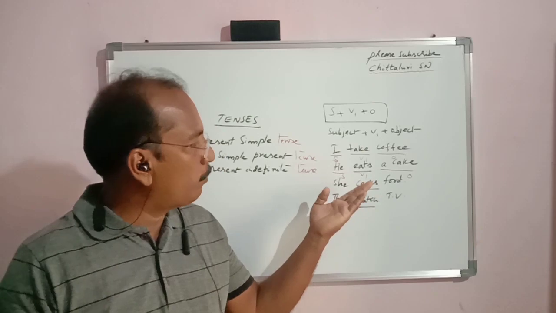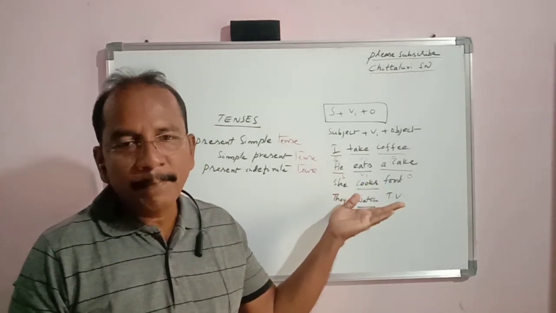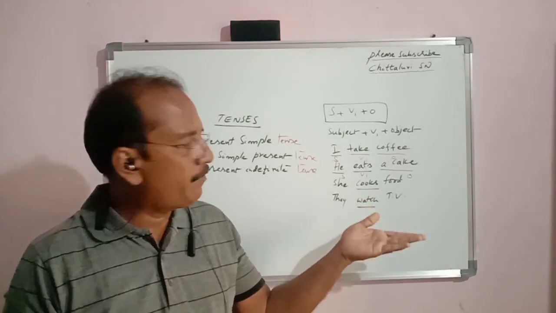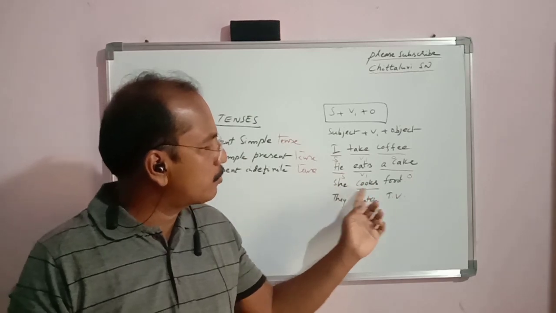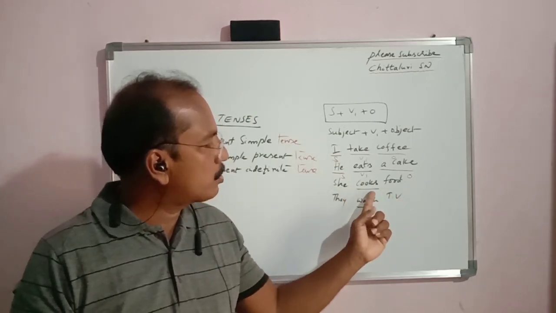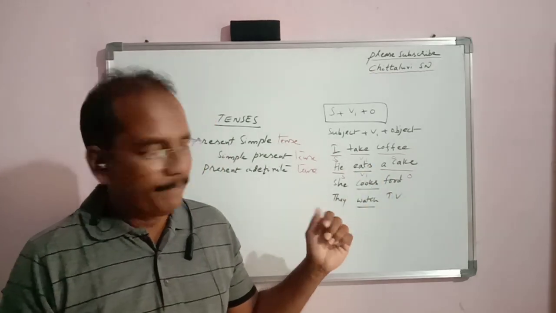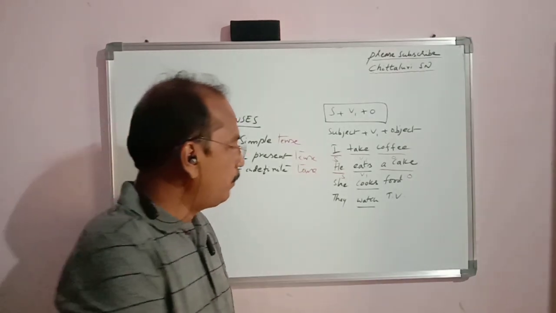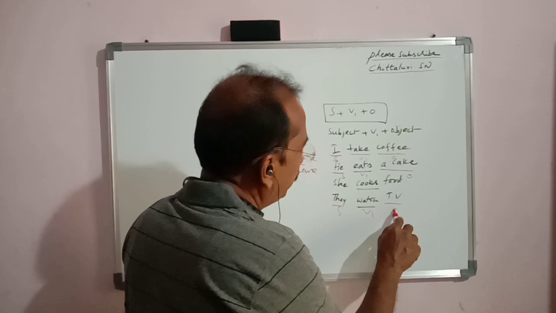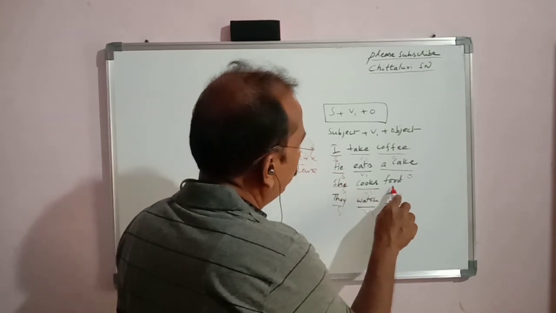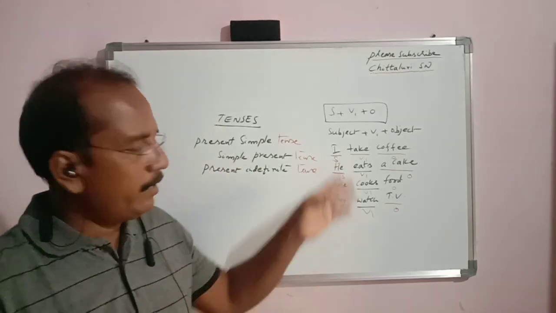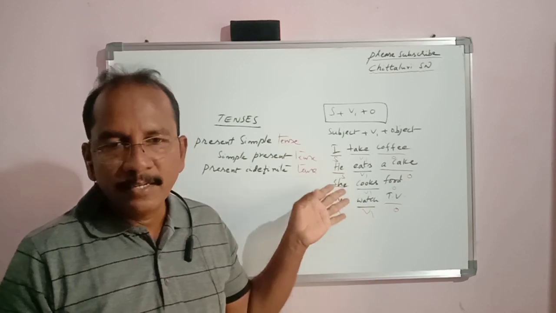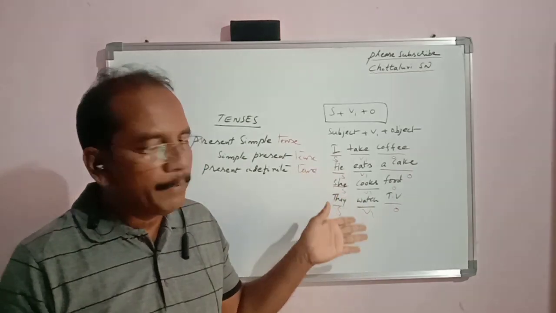So we can call it a simple present tense. This sentence is in simple present tense or present simple or present indefinite, we can say that. Coming to next sentence, she cooks food. She, subject, cooks, V1, food, object, present simple. And they watch TV. They, subject, watch, V1, and TV, object, subject, V1, object, like this. These are all examples for simple present tense. These are the sentences with the form of simple present tense.